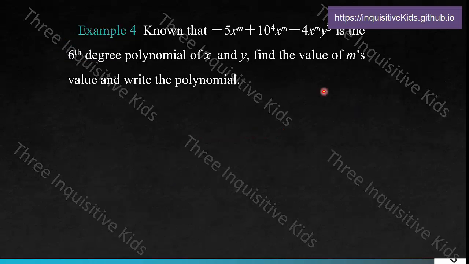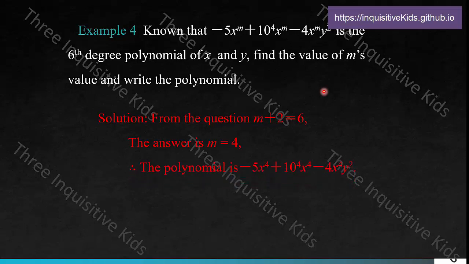Example 4. Known that negative 5x to the mth power plus 10 raised to the fourth power x to the mth power plus negative 4x to the mth power y squared is a sixth degree polynomial of x and y. Find the value of m and write the polynomial. So here's the solution. From the problem, m plus 2 equals 6, so the answer is m equals 4.